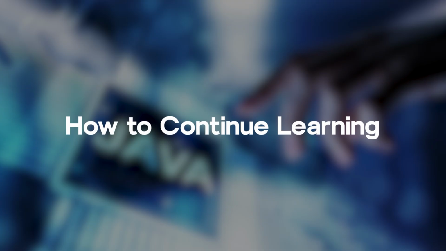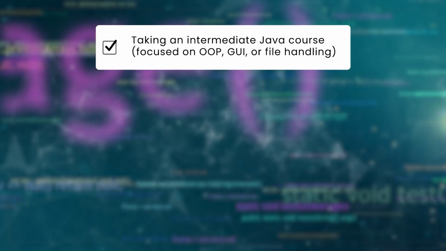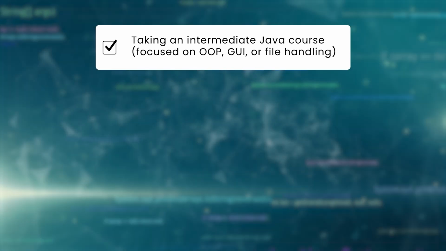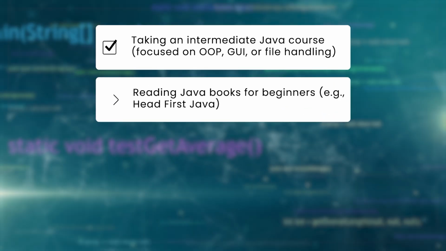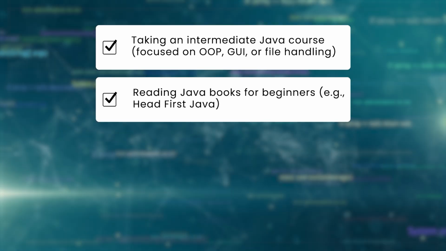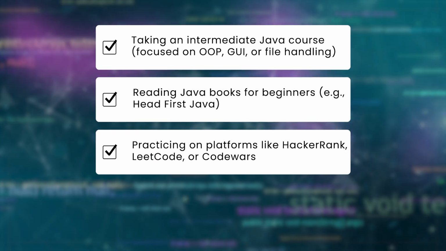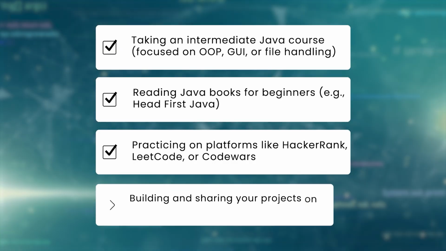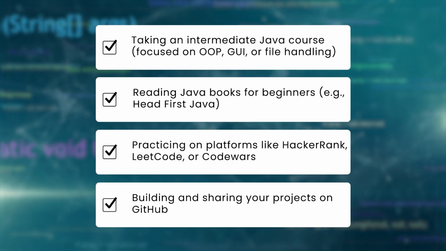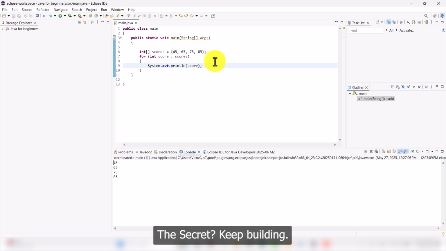How to continue learning. You can move forward by taking an intermediate Java course focused on OOP, GUI, or file handling. Reading Java books for beginners, for example, Head First Java. Practicing on platforms like HackerRank, LeetCode, or CodeWars. Building and sharing your projects on GitHub. The secret? Keep building, keep reading, keep asking questions. You don't have to know everything, you just have to keep learning.